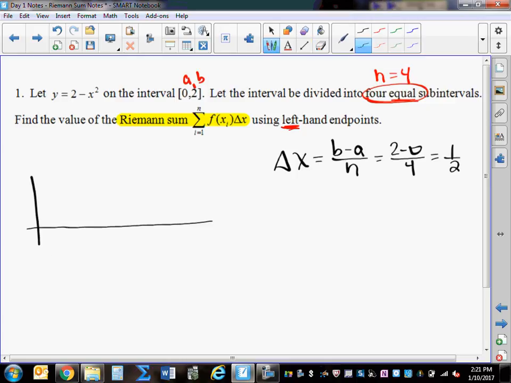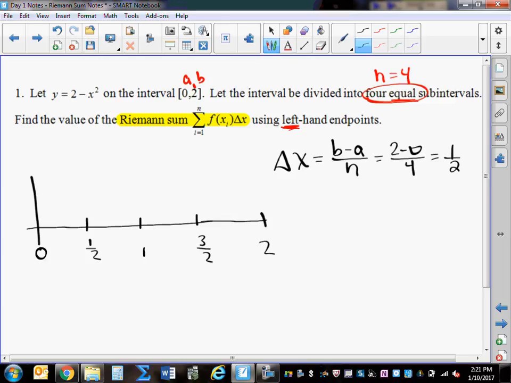So we're starting at 0. So we have intervals of 1/2. So I think this would be 1/2. This would be 1. 1.5 or 3/2. So we're going from 0 to 2. We've got 4 different subintervals here, thus 4 different rectangles.